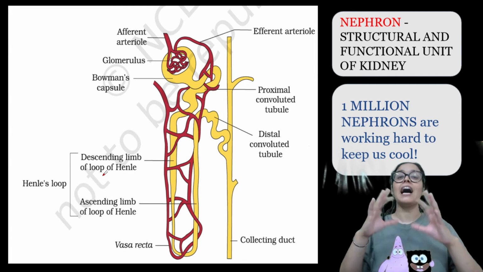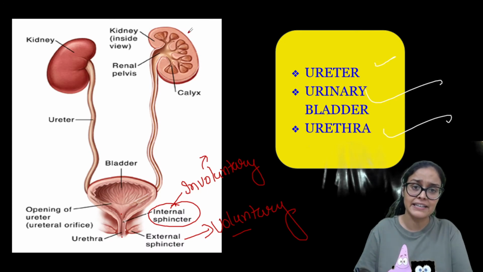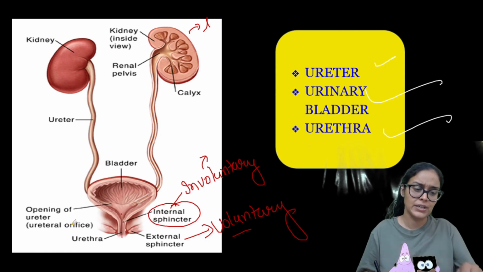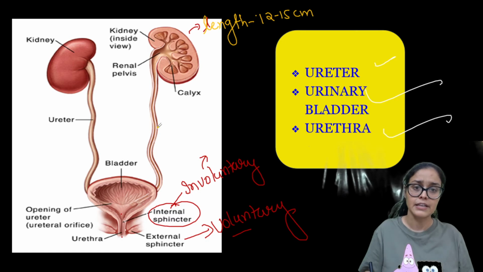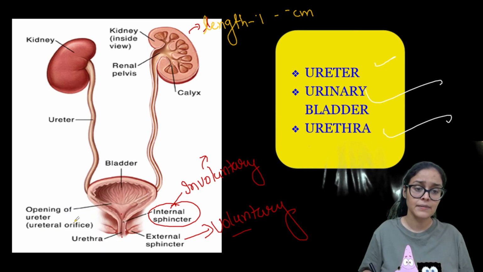So kidney का outer structure we have seen. Even the dimensions of the kidney as per our NCERT, you have to at least remember its length, width and thickness, right? When we talk about the length of the kidney, it is 12 to 15 centimeter in length. Sorry, 10 to 12 centimeter in length, right? So it is 10 to 12 centimeter in length.